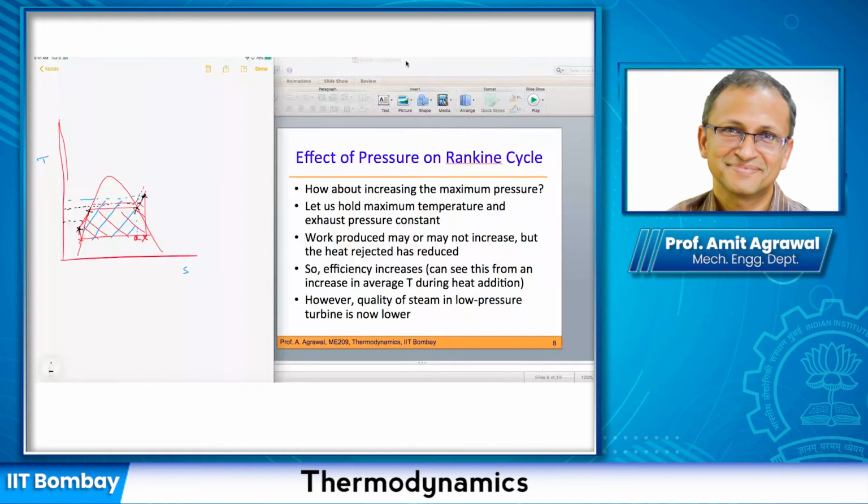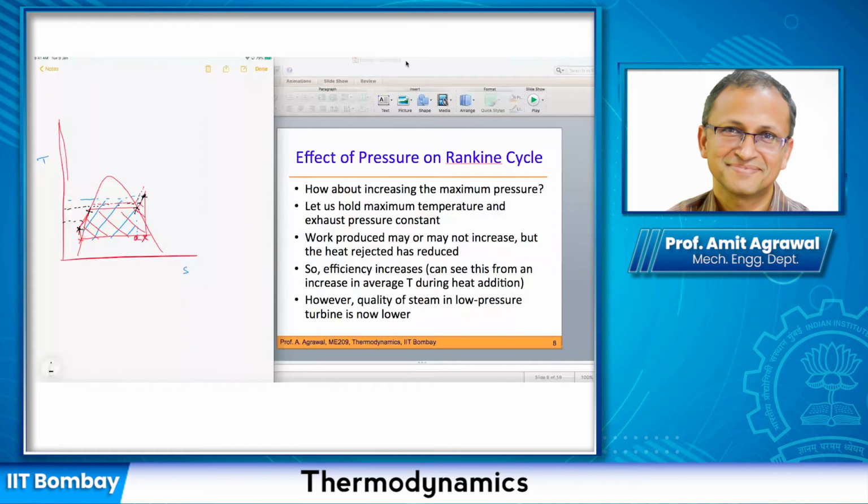Because I don't know how much you are seeing, and of course my pen movements you are not able to see, so I don't know how much you have understood. But in this blue curve, which was for higher pressure, it seems like the terminal temperature is nearly equal to the terminal temperature for the red curve. So how did we get that the average temperature is changing for them?